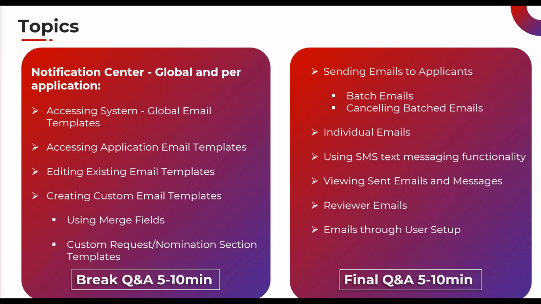And then we'll take a quick break for about 5 to 10 minutes. And then after our break, we will continue on and discuss how to send emails. So in the first half, we'll talk about how to create them. In the second half, we'll talk about how to send them, and then how to view a sent message. We'll talk about how to send individual messages to applicants, and then we'll talk about reviewer emails, as well as how you can use user setup to send emails through that as well.